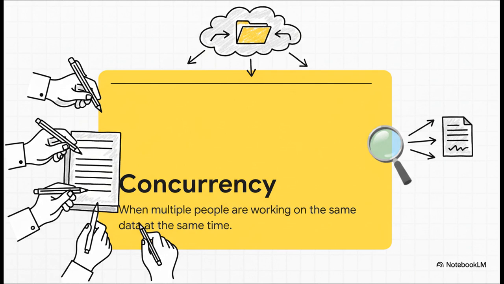And then you've got this one, concurrency. This is a massive problem. It's what happens when lots of people, or even different programs, are all trying to change the same file at the exact same time. You can think of it like everyone trying to write on the same sticky note at once. It's just not going to work.